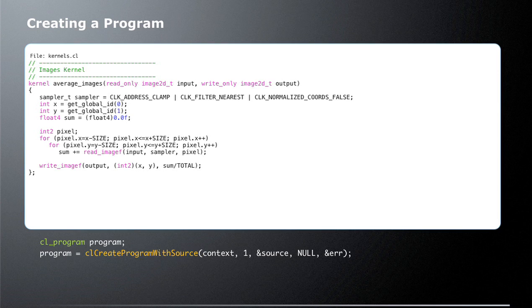The first thing we're going to do is create a program object that is a cl_program, and then create program with source. We have a context that we've created previously. We're passing in one set of source files, and in this case we're not giving it any compile flags, so we're saying use all default compile options, and then we get our error back in the error field.